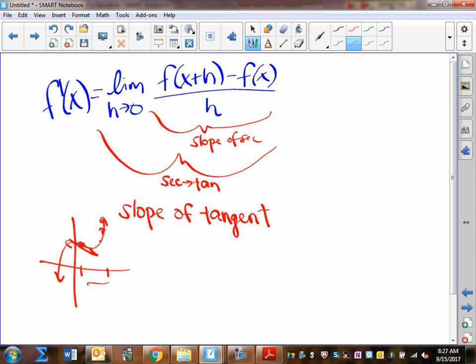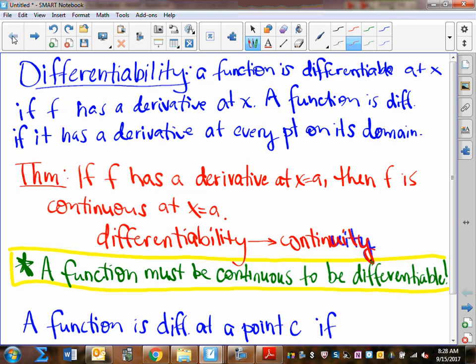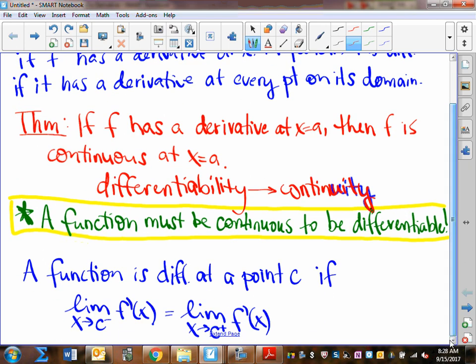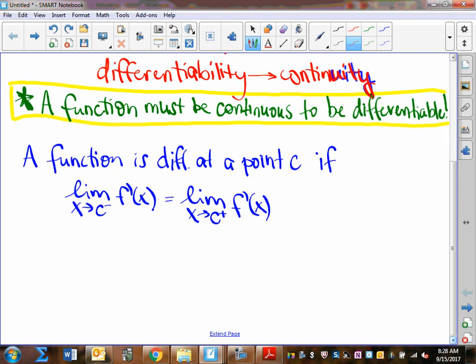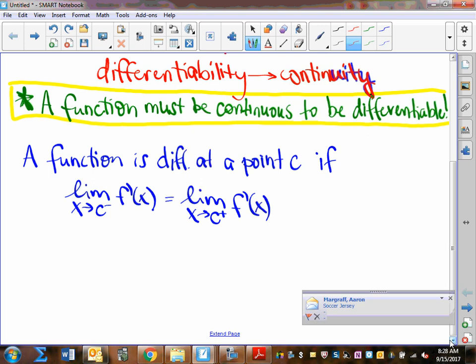So if we think about it, in order for my limit to even exist, would you agree my left-hand limit and right-hand limit have to be the same? They have to equal each other. So my left-hand limit of this slope and my right-hand limit of this slope have to equal each other. So that's what our limit over here is saying. Our limit as we come from the left-hand side of that slope must equal the limit as we come from the right-hand side of that slope.